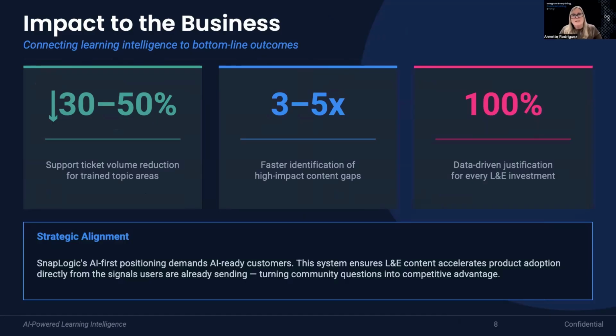When training addresses real customer challenges, everyone benefits. Customers become successful faster. Partners gain confidence more quickly. Support teams spend less time answering the same questions repeatedly. And learning and enablement can clearly demonstrate the value of its investments. What excites me most is that this creates a direct connection between customer signals and enablement strategy. Instead of guessing what customers need, we can listen to what they're already telling us.